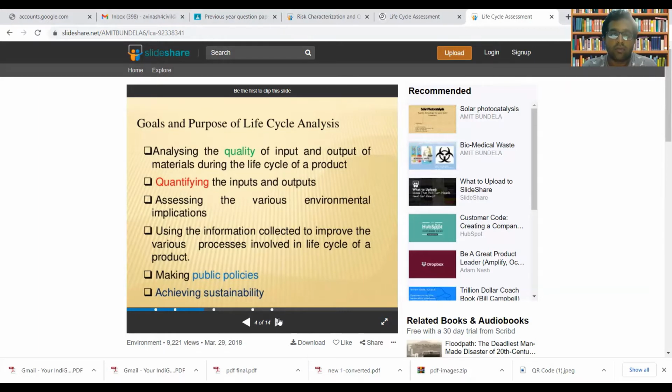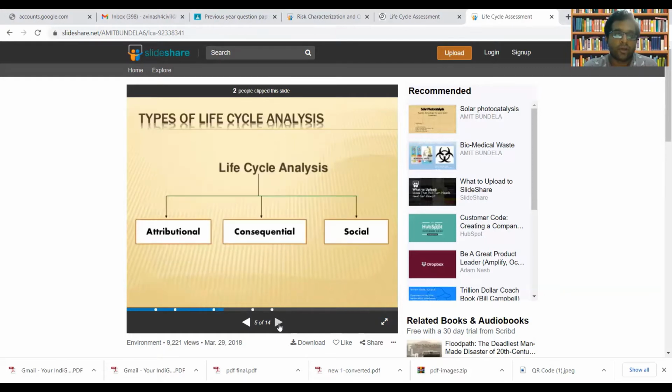Now, using the information collected, the various processes involved in the life cycle of a product will be applied to improve the information collected. For making public policies and for achieving sustainability, these are the different goals and purposes of life cycle analysis. There are three types of life cycle analysis.